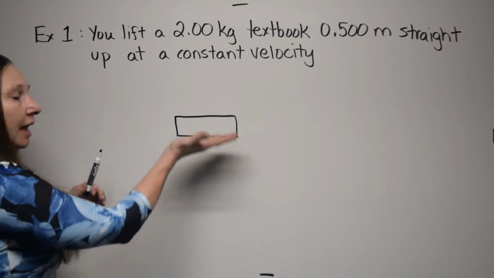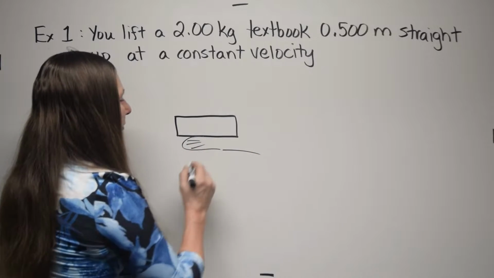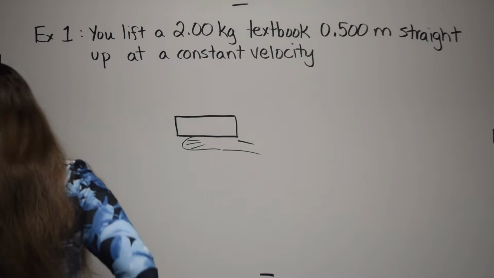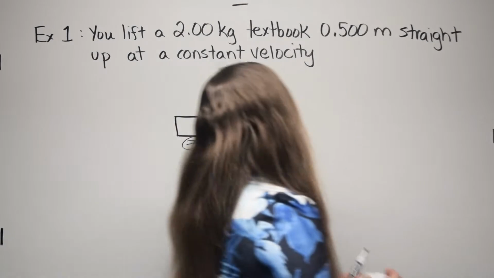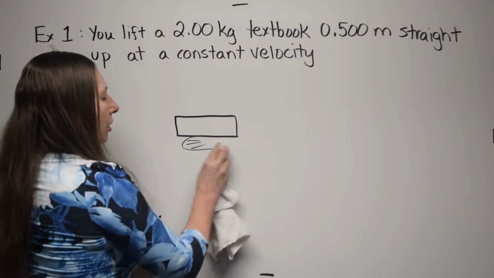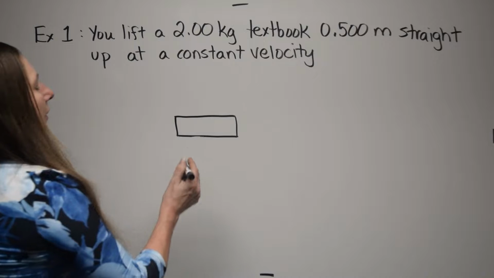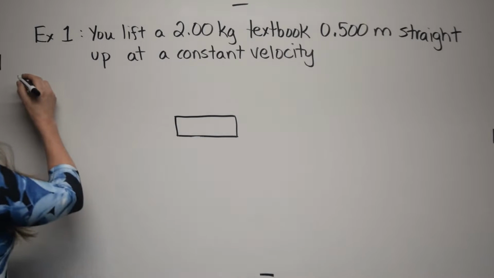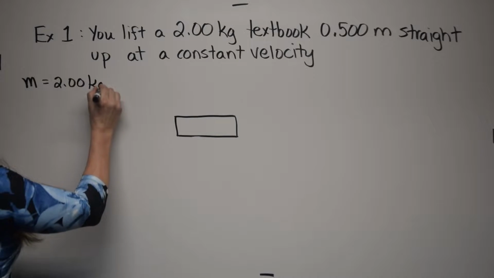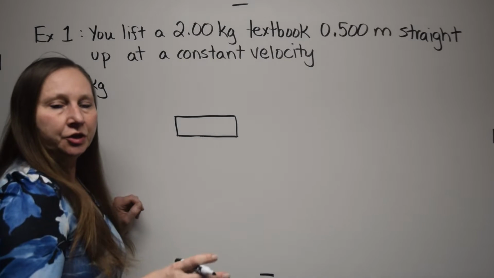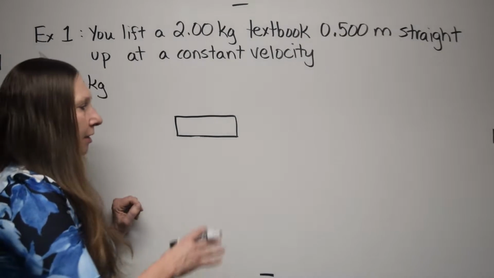Now, we could draw the hand. I could put the hand here. That's a terrible drawing of a hand. But it's completely unnecessary to have the hand there because what we're focused on is the book, so let's not draw the hand at all. Now, we know that the mass of the book is 2.00 kilograms. But the first step, drawing a free body diagram, means you're drawing all of the forces on the object.